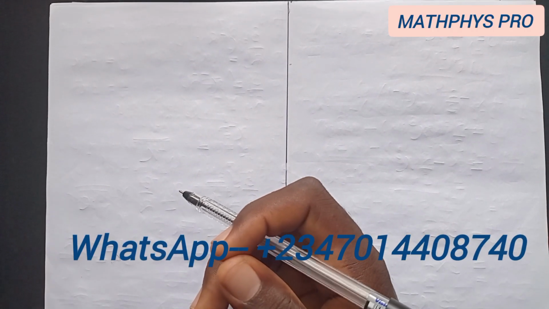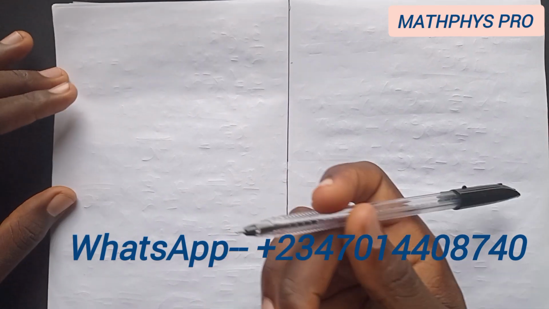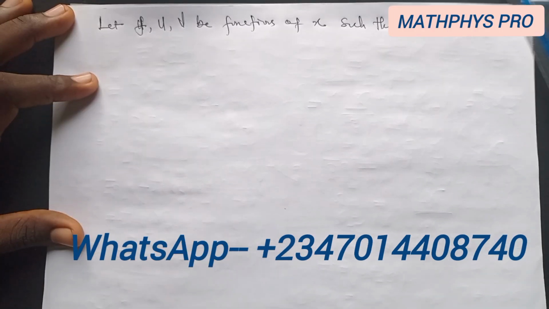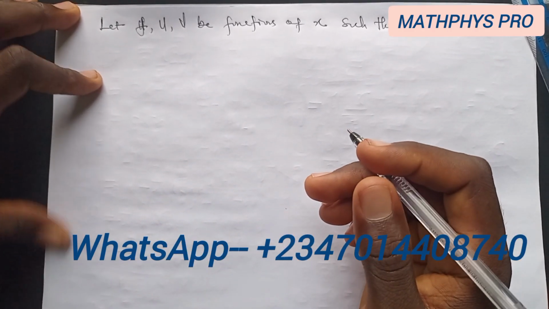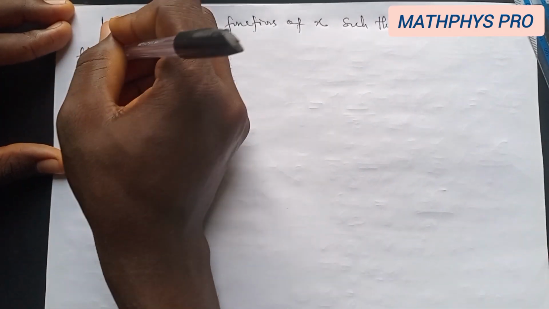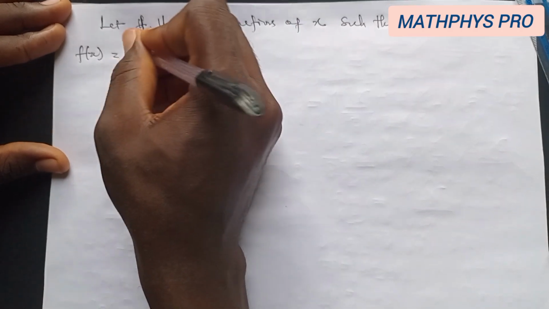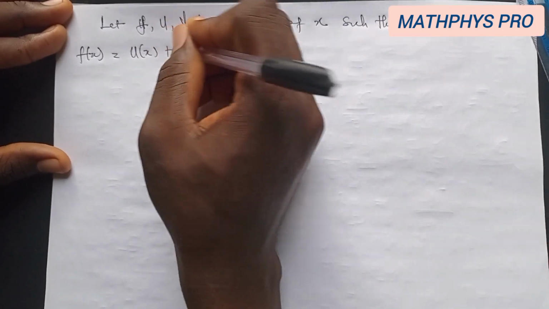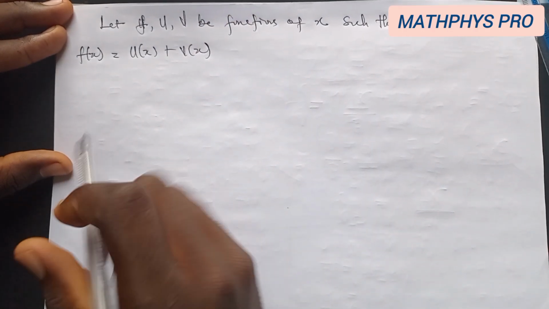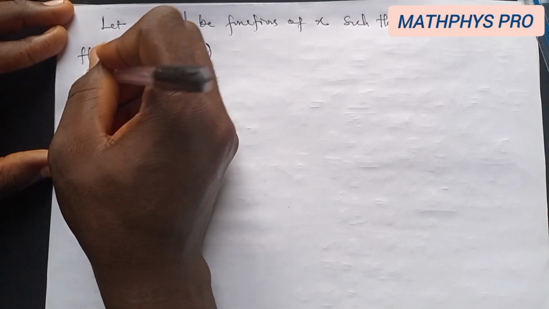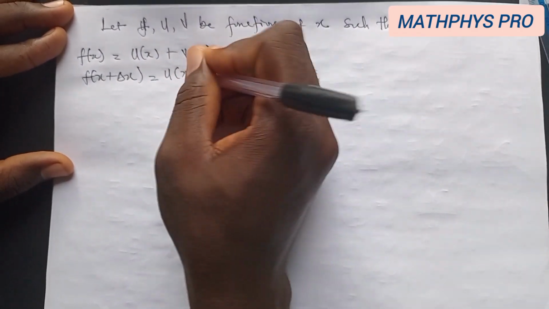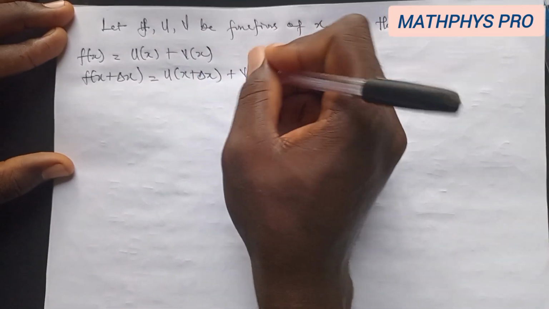So today we'll be deriving the sum rule and applying the sum rule. Let f, u, v be functions of x such that f of x is equal to u of x plus v of x. So deriving the sum rule, we can say that f of x plus change in x will be equal to u of x plus change in x plus v of x plus change in x.